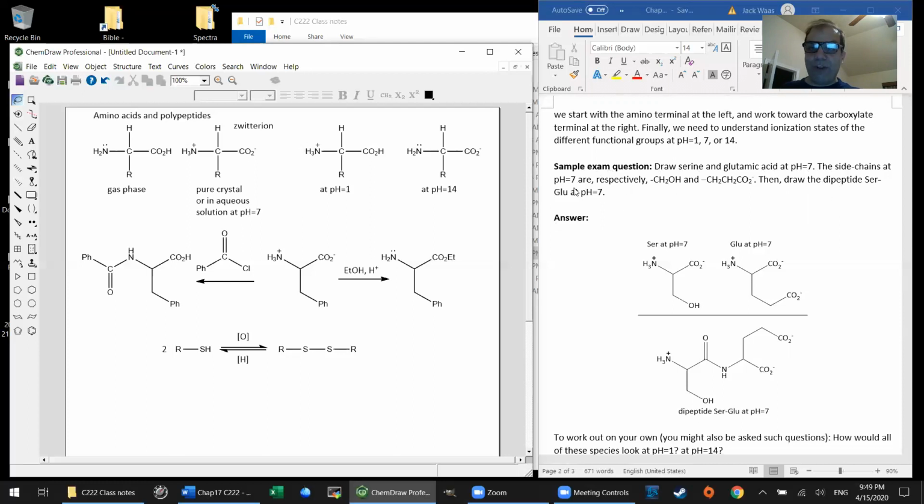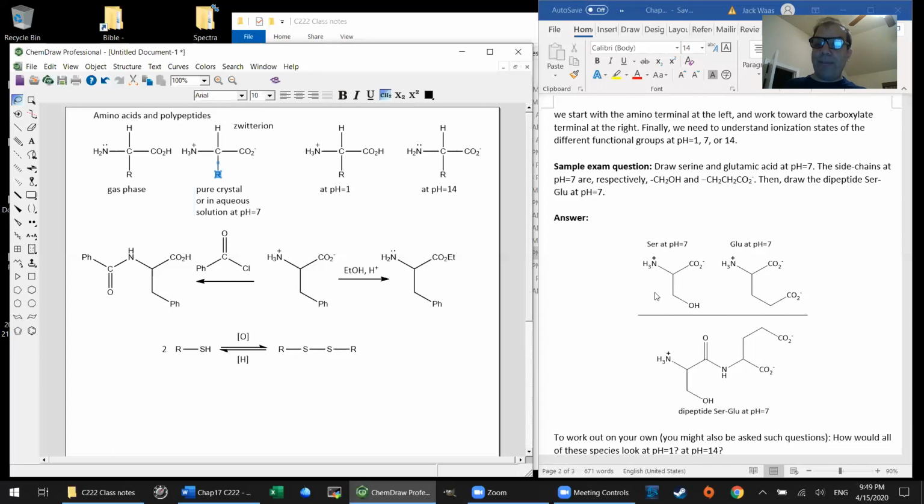And I'm saying here at pH 7. We'll start at that one. That's the easiest. So, well, serine would look like this. All I've done is replace R with the side chain I'm given, CH2OH. And likewise for glutamic acid, CH2CH2CO2-.